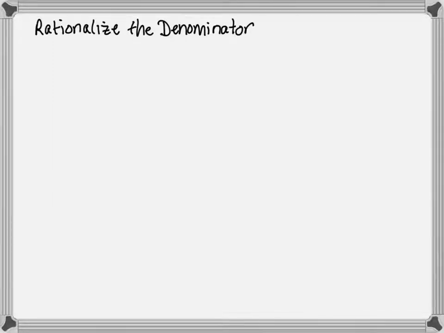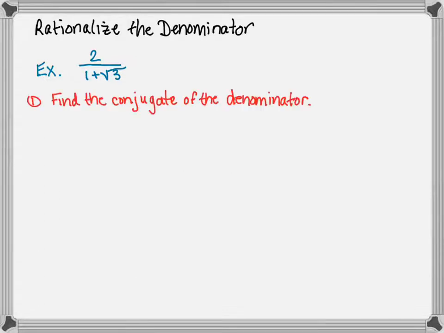Let's look at an example of rationalizing the denominator. So for example, 2 over 1 plus radical 3. Our first step, we need to find the conjugate of the denominator. Our original denominator is 1 plus radical 3, and the conjugate will be 1 minus radical 3. So the terms are the same, but the operator in between them is different.